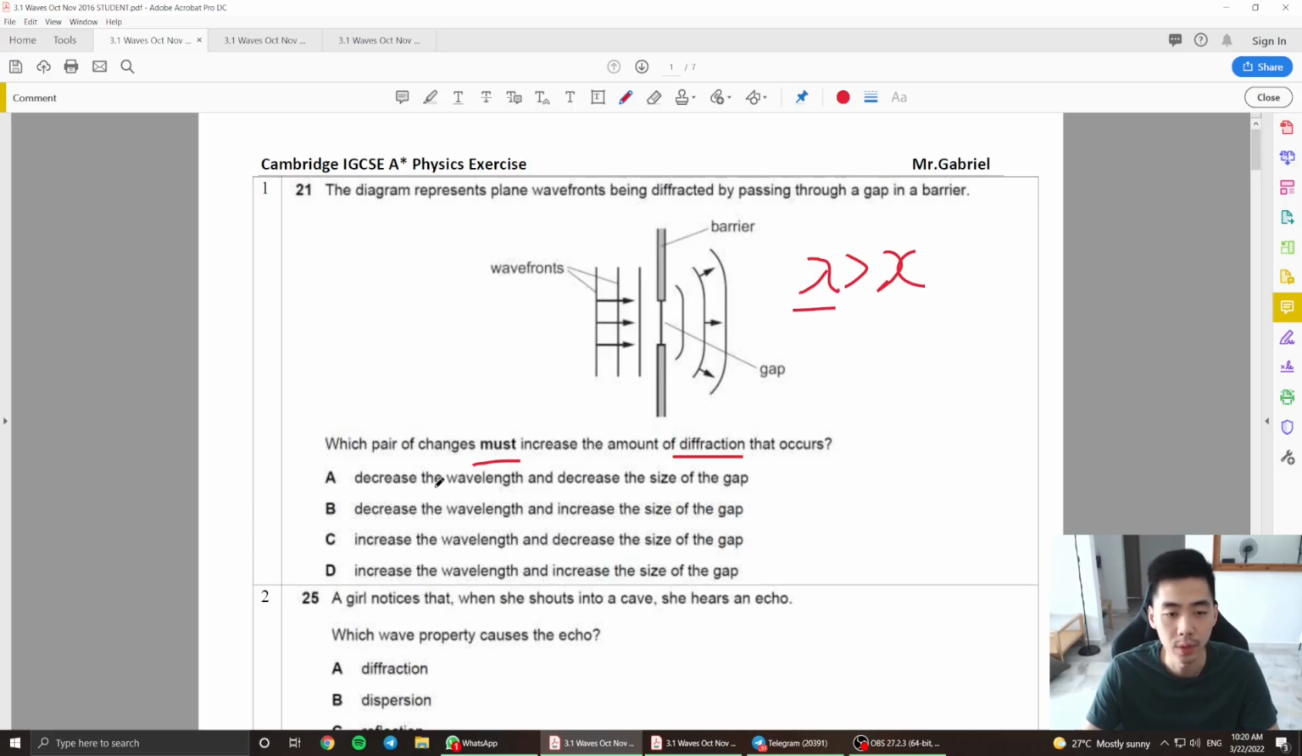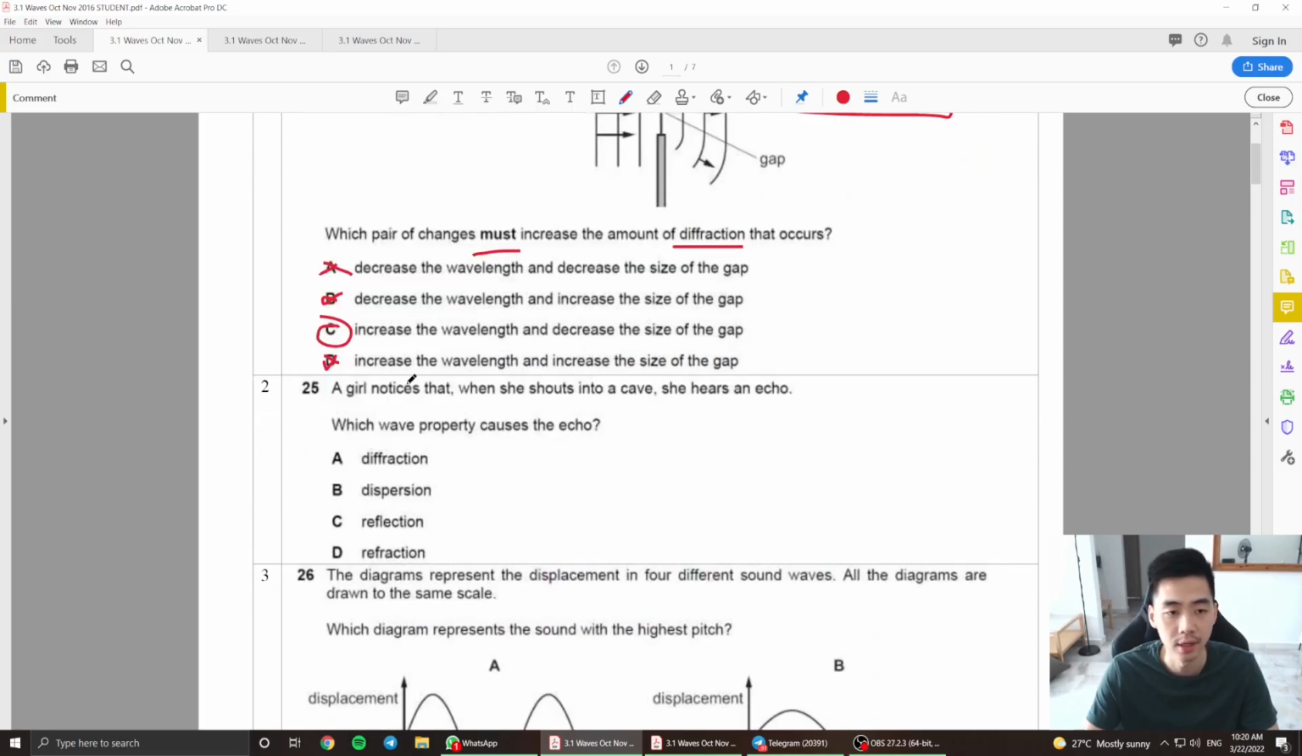So look at the first one: decrease the wavelength, not possible; decrease the wavelength, not possible; increase the wavelength and decrease the gap, possible here; increase the wavelength and increase the size of the gap, not possible. So C is the only answer. For diffraction to occur more, the wavelength must be larger than the gap.